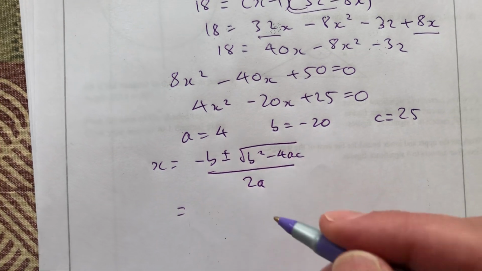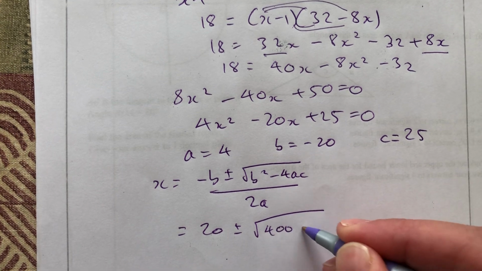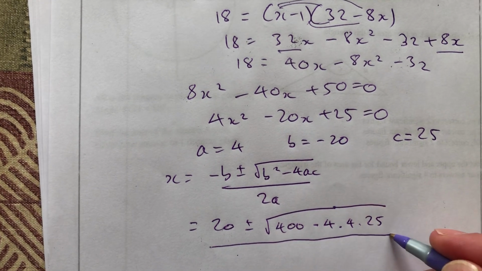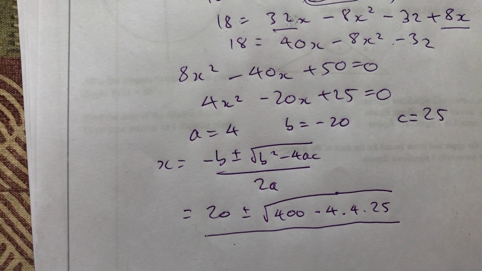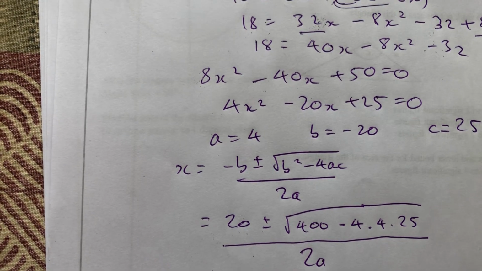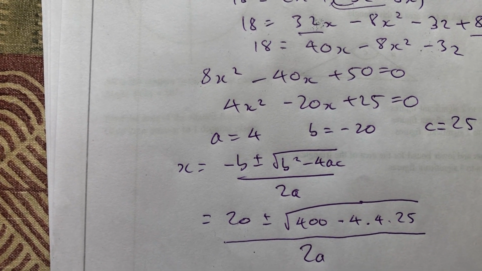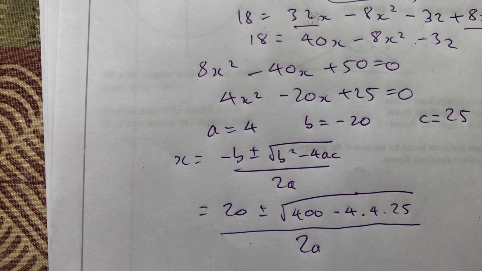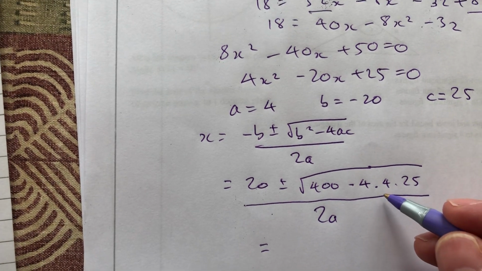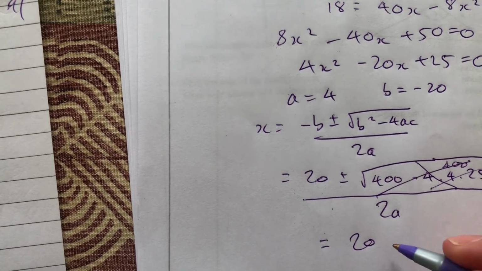Right, x equals 20 plus or minus the square root of b squared, which is 400, minus 4 times 4 times 25, all over 2a. I'm hoping that's not negative, otherwise we'll have a problem. I can use my calculator now. 20 squared is 400 minus 4 times 4 times 25. I should know that that's going to be 0 because 4 times 25 is 100, and 4 times 100 is 400. So that's going to be perfect because that's all going to disappear. And I have 20 plus or minus 0.